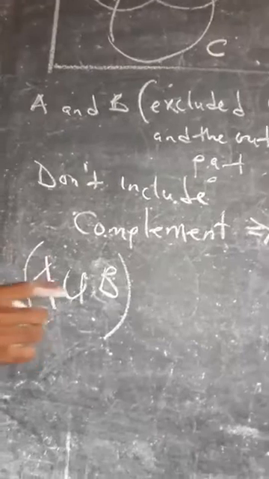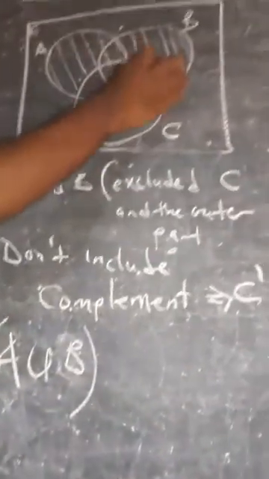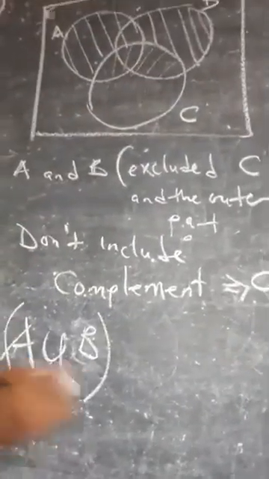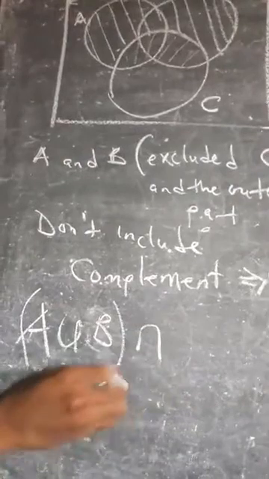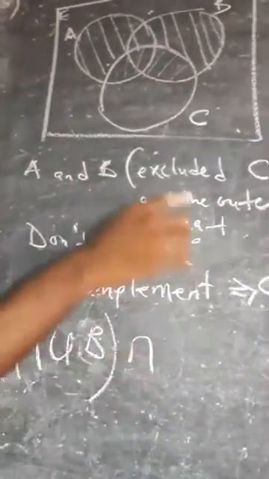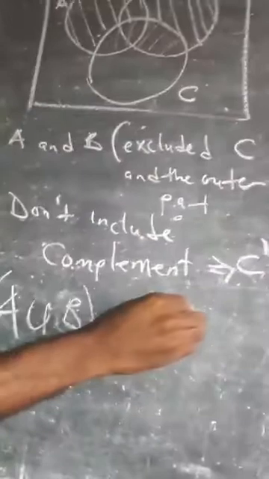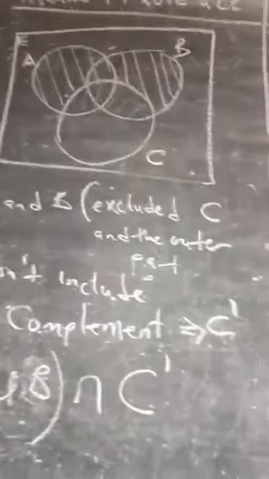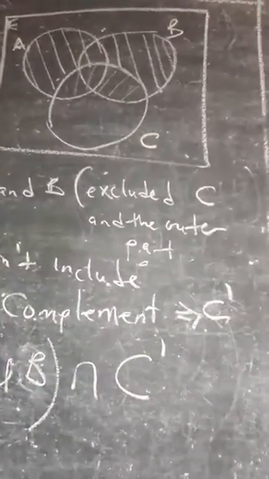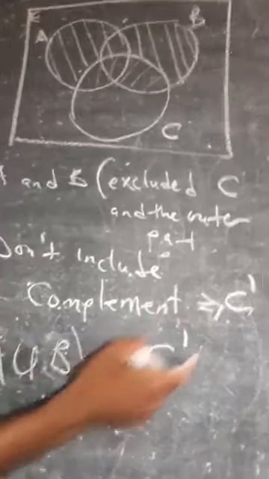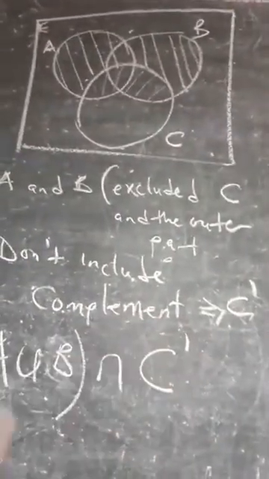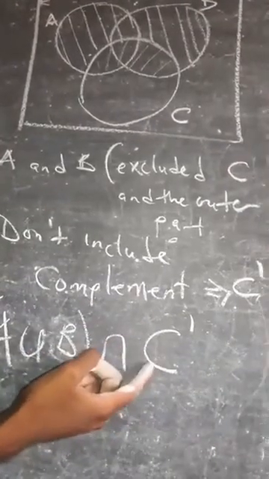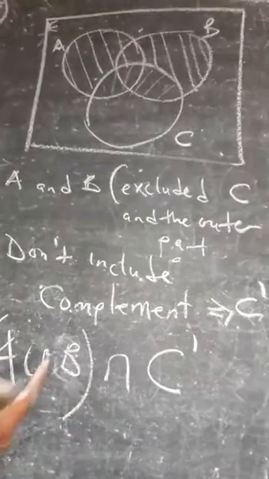Now, if it's just A union B, that means it must also include this part there. But it's not included. That means what you're writing is intersection. C is not included. Intersection C complement. A union B intersection C complement. That means what is not found in C but is found in A and B.